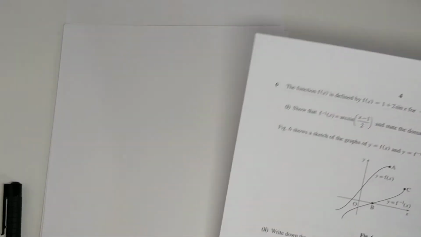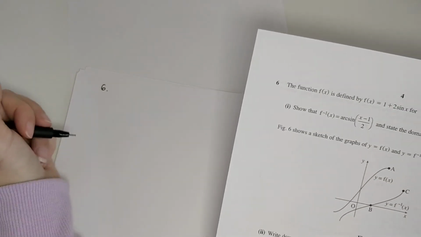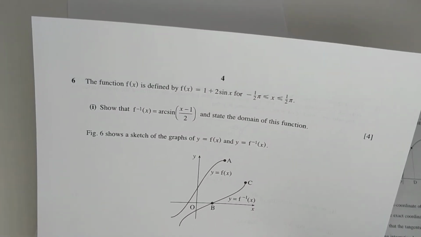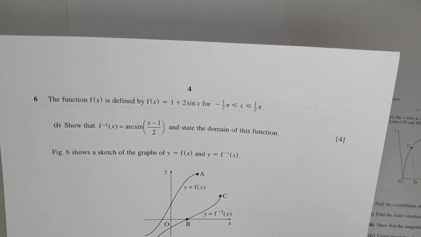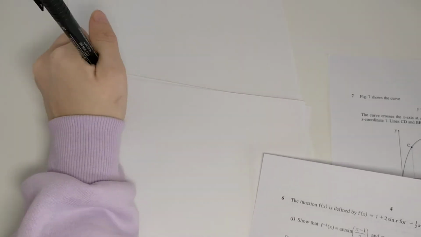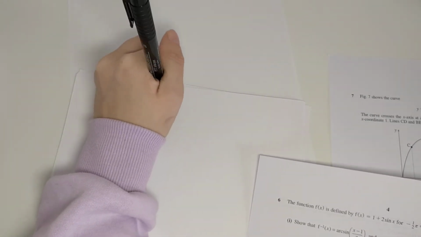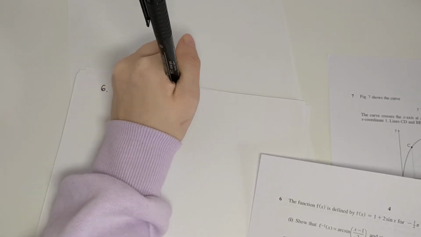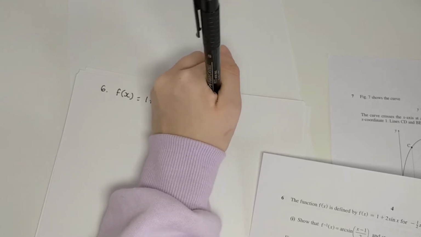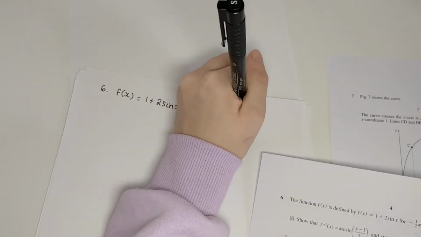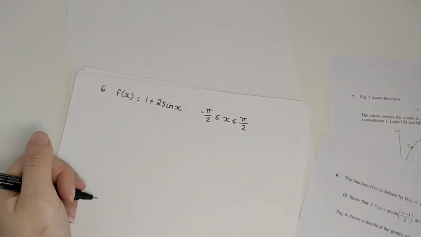Question 6. The function f of x is defined by that. Show that inverse is that and state the domain. Okay, so f of x is 1 plus 2 sine x, and the domain is between negative half pi and half pi.